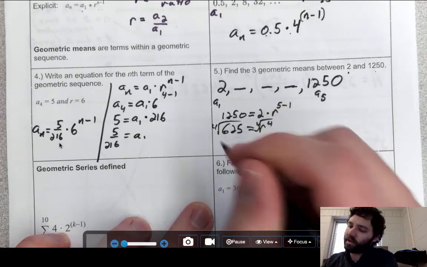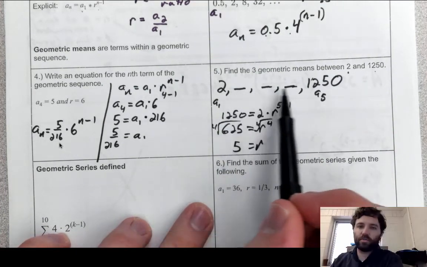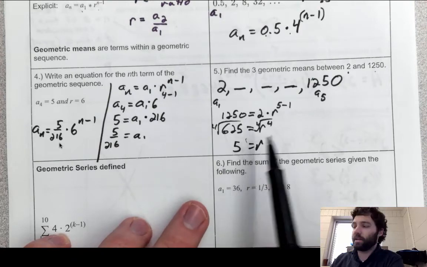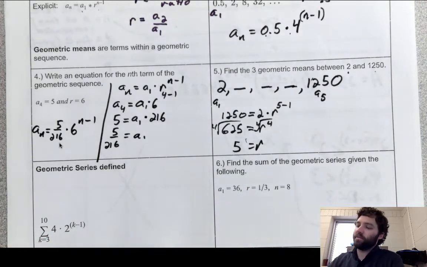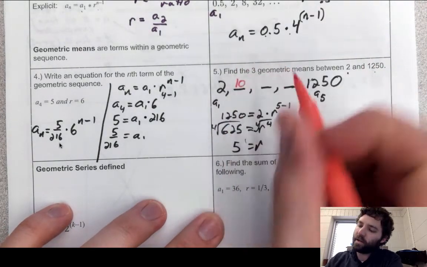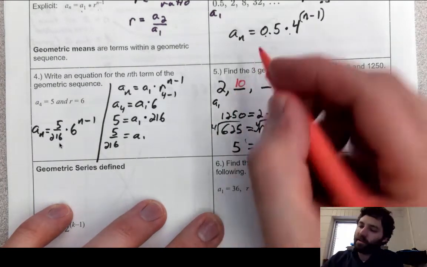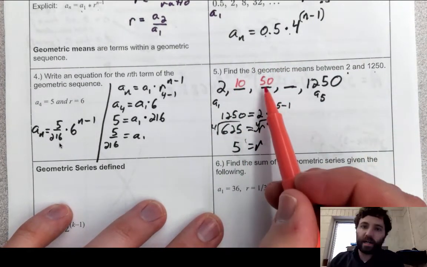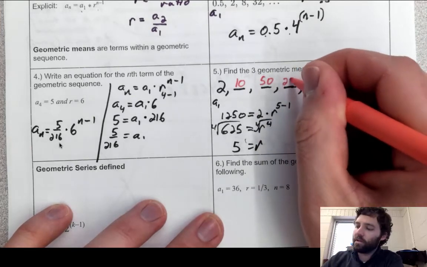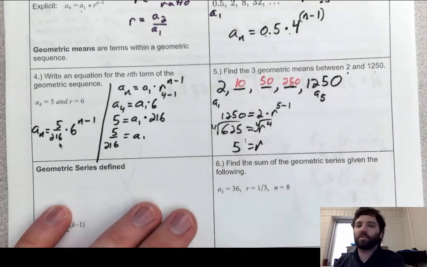Now I'm not done yet because I'm trying to find these missing terms, but now that I know the common ratio, I can get them. So 2 times 5 is 10, and then I'll multiply this by 5, so that'll be 50. And I'll multiply this by 5, that'd be 250. And so there are my 3 missing geometric means.